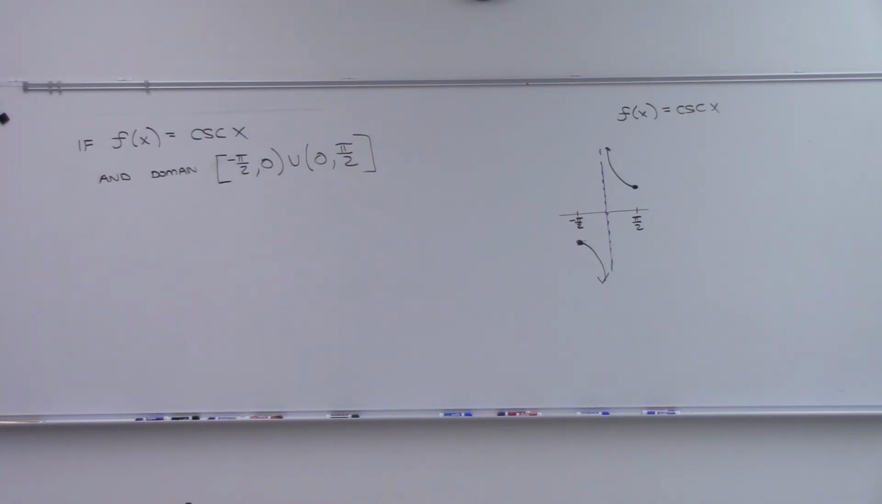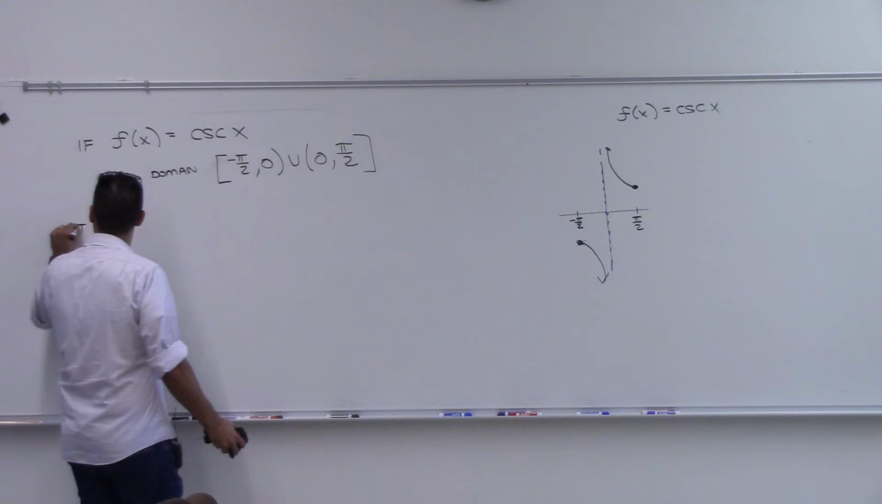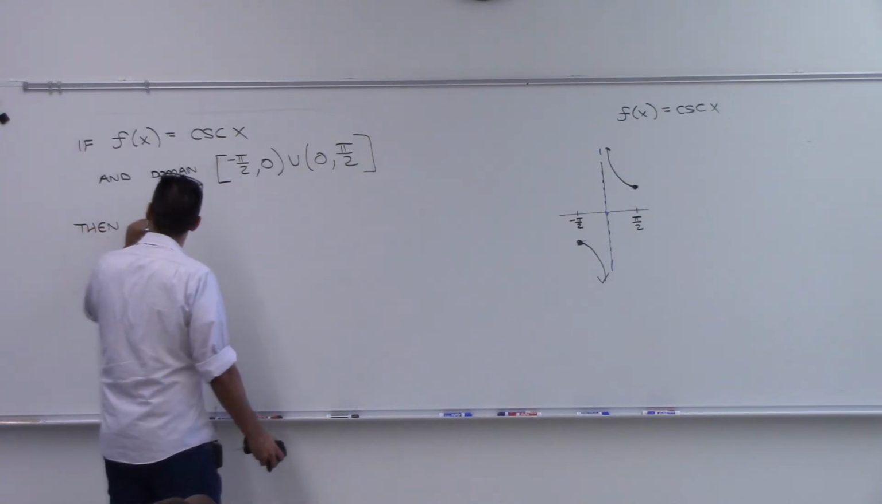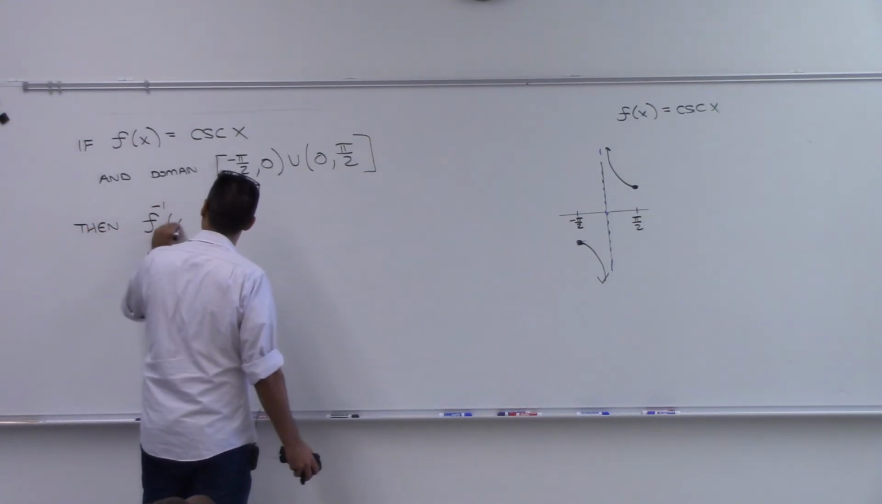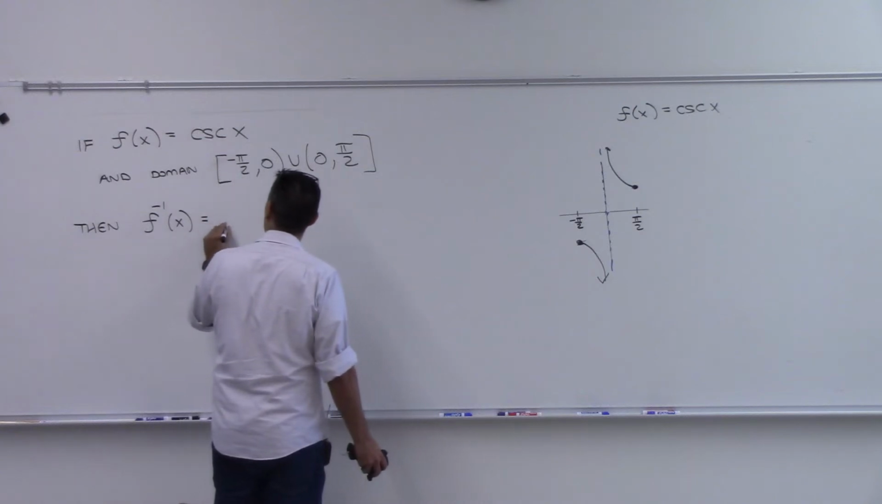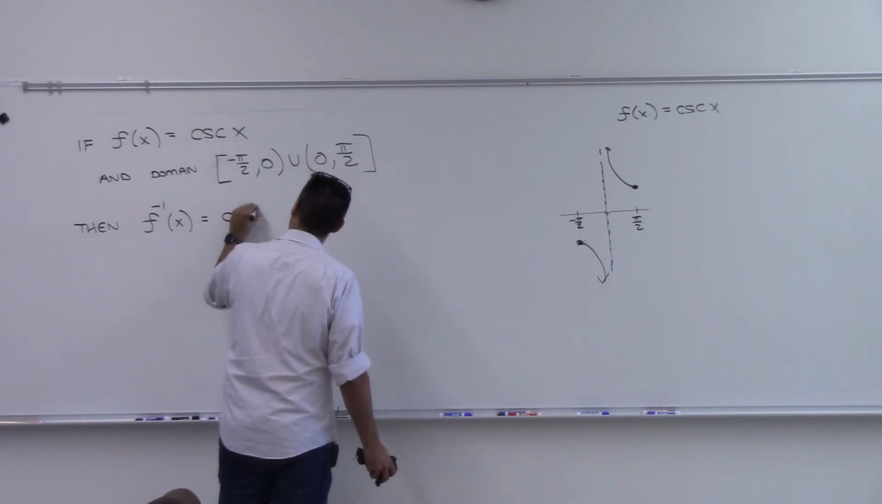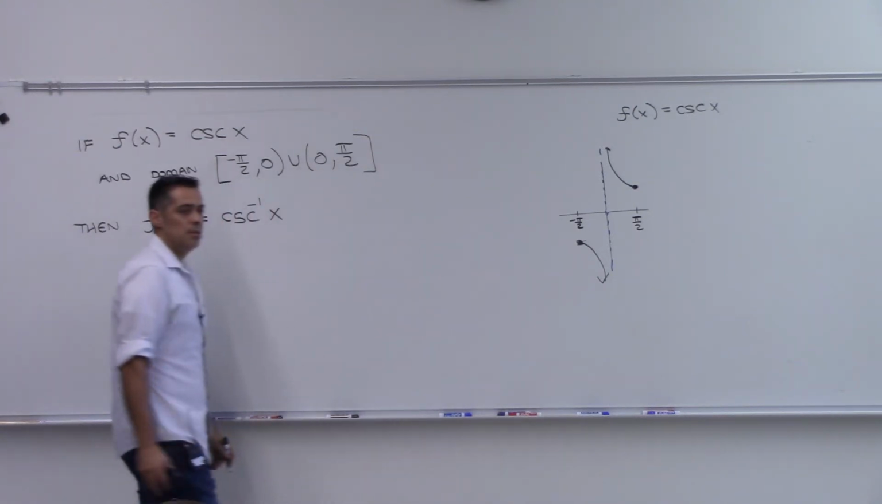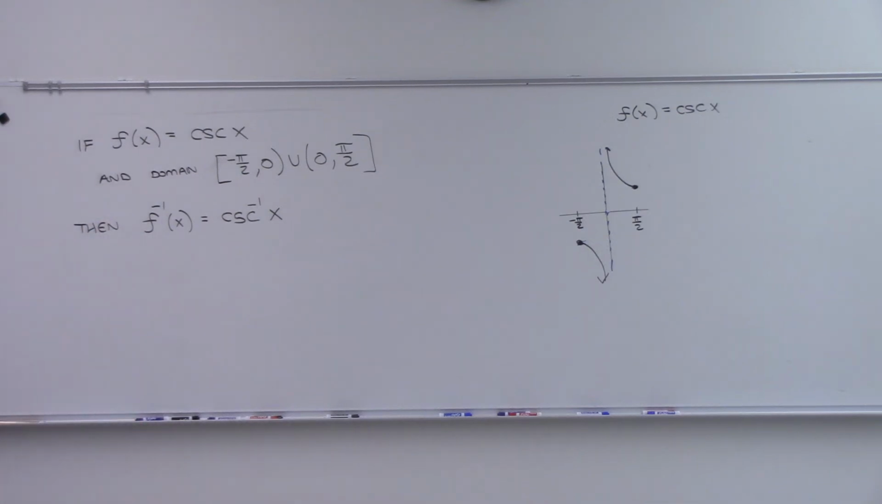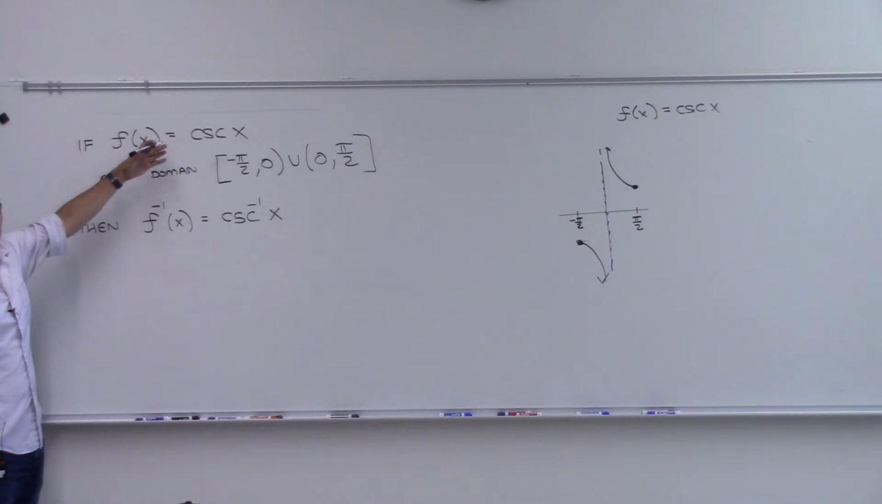So as long as I restrict the domain in there, right, then I should be able to define the inverse. Then the inverse of this function should be the cosecant inverse function. So this is the function that undoes that function.